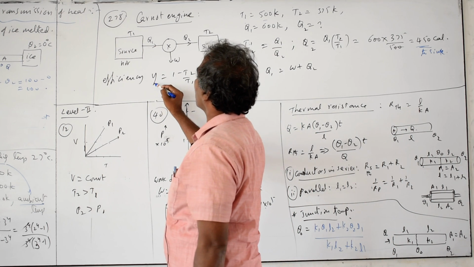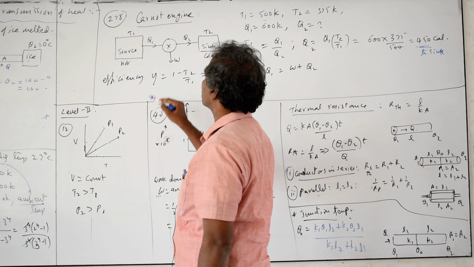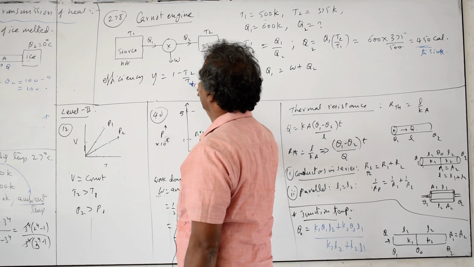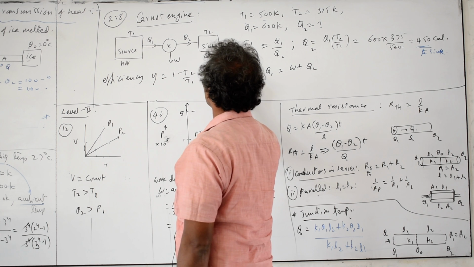If they ask for efficiency, efficiency problems are also very important. Efficiency equals 1 minus T2 by T1, where T2 is the sink temperature, the low temperature, and T1 is the high temperature. It is also equal to 1 minus Q2 by Q1.